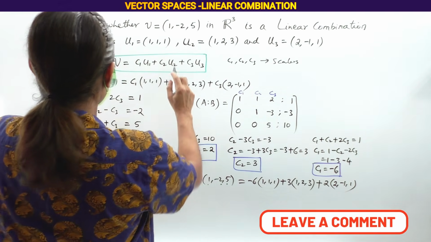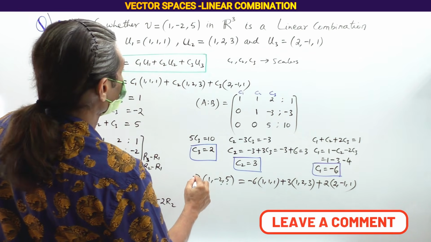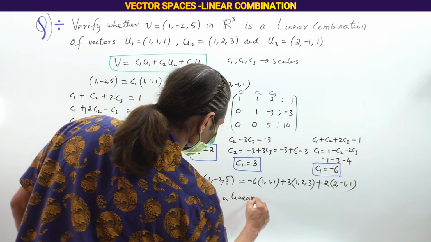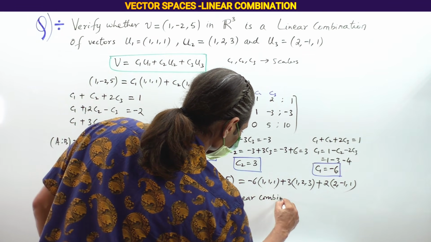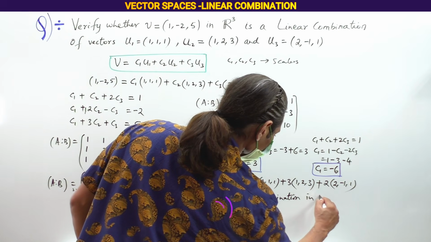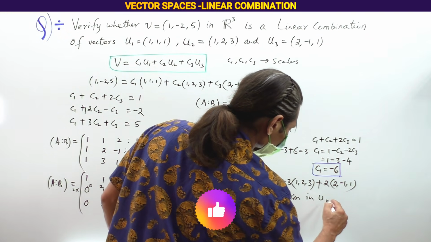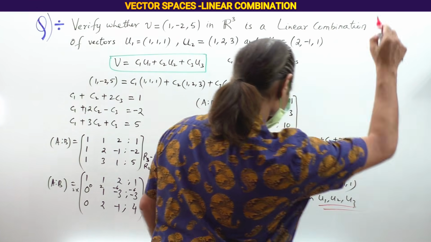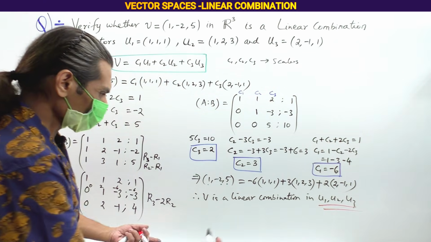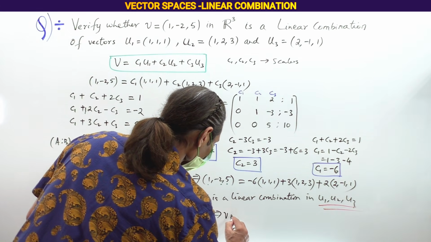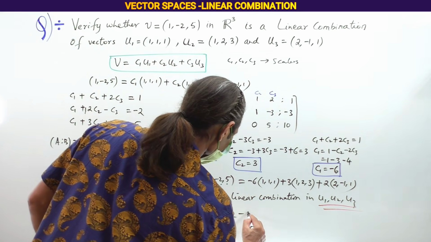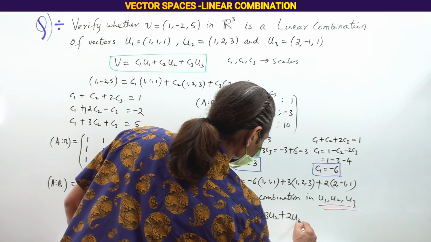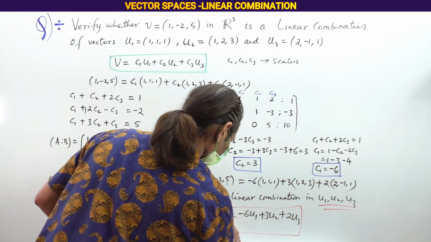Therefore, you can write simply that V is a linear combination of U1, U2, U3. That's it. That's the answer you have to write. Therefore, you can also write that V is equal to minus 6U1 plus 3U2 plus 2U3. That's it. Perfect answer.